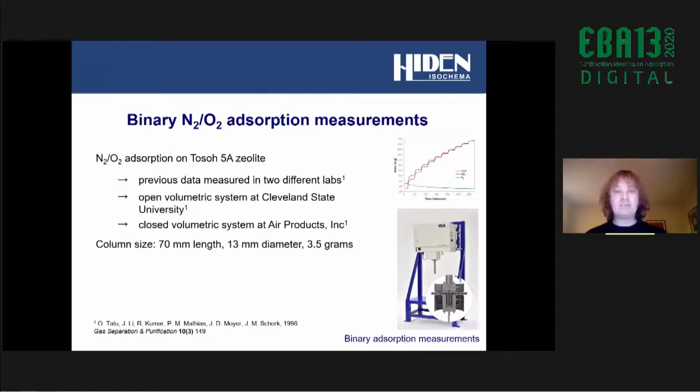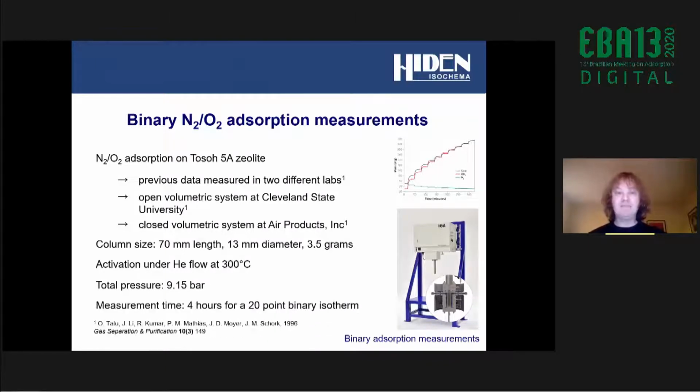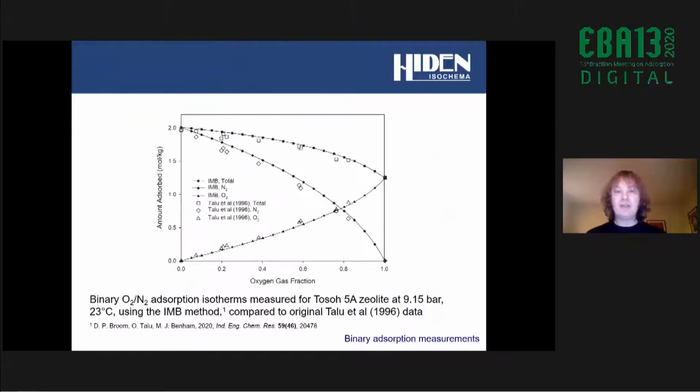Column size is 70 millimeters by 13 millimeters diameter, and we used about 3.5 grams of sample. We activated the sample under a helium flow at 300 degrees centigrade, and the total pressure was 9.15 bar to match the original study. The crucial point here really is that the total measurement time for a 20-point binary isotherm was only 4 hours. So this is the final data in terms of the binary adsorption isotherms.